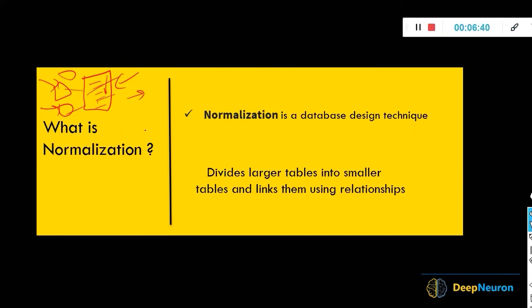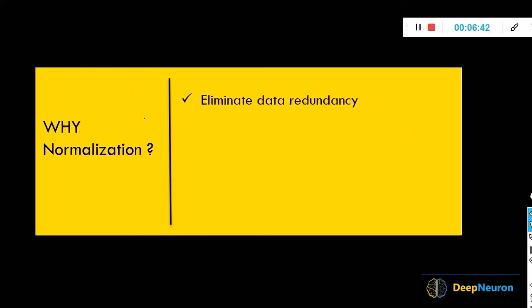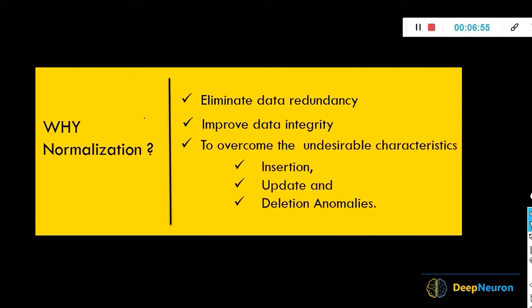Okay. So by doing so, what am I going to do? We can eliminate data redundancy. We can improve data integrity. And also we can overcome undesirable characteristics such as insertion anomaly, update anomaly and deletion anomaly. We will take a look at each and everything. Before we proceed with understanding data redundancy or data integrity, first let us understand what the insertion anomaly, update anomaly, and deletion anomaly are. Once you understand this, you will get to know why normalization is required.